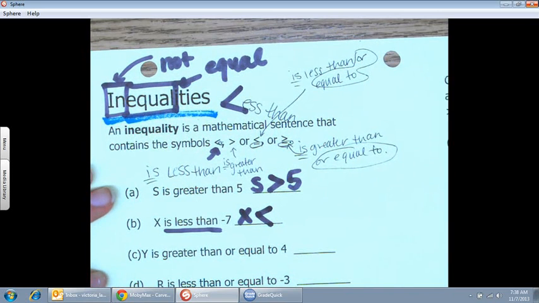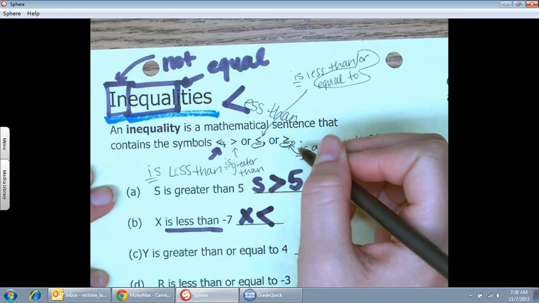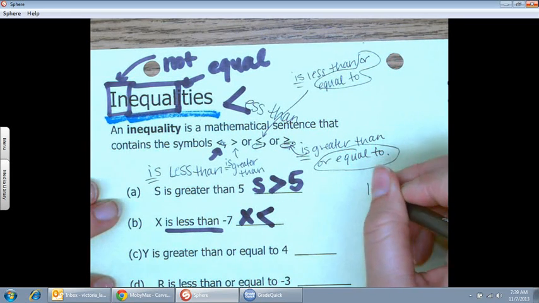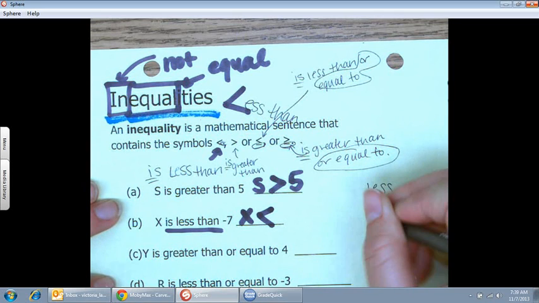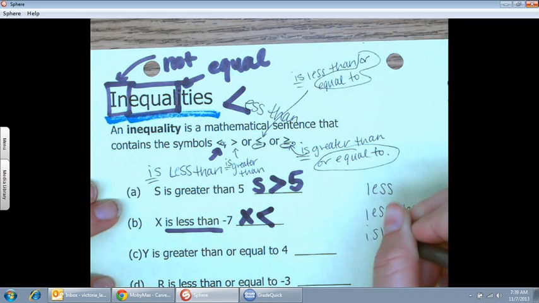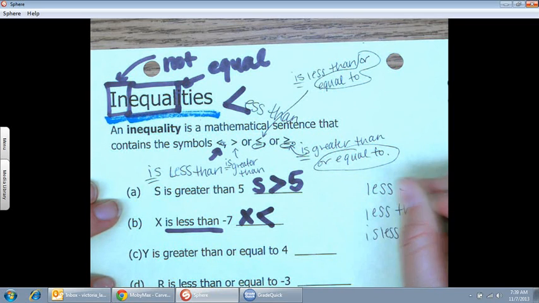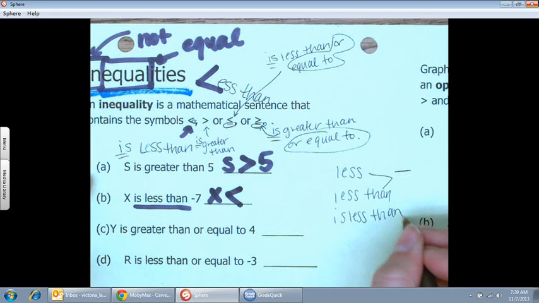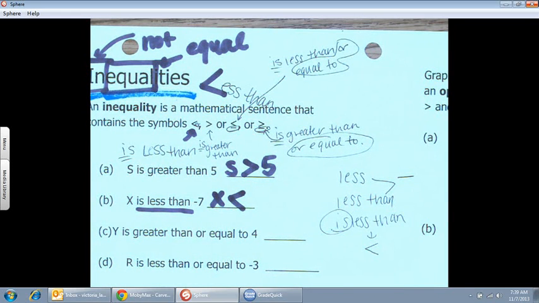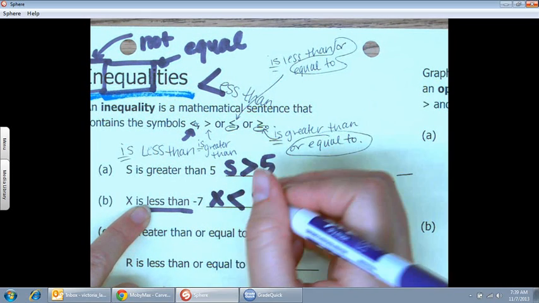It's important, the is part, right? Because as we talked earlier, there's a difference between less than and is less than. These two are represented by subtraction, and then this one is represented by the less than symbol. So the is very important to know that it's an inequality. Okay, keep going. So X is less than negative 7.